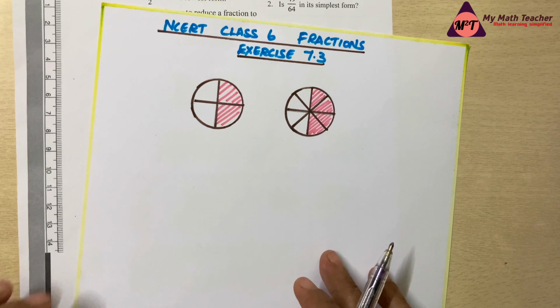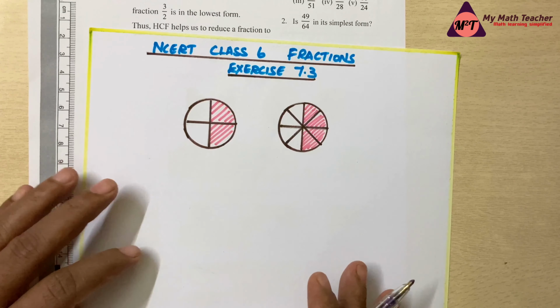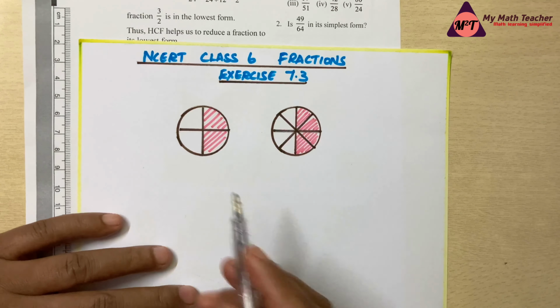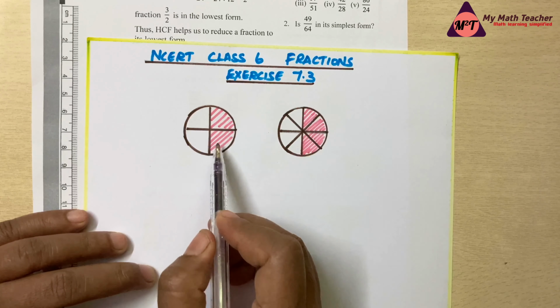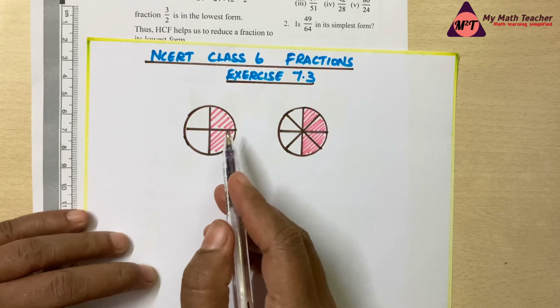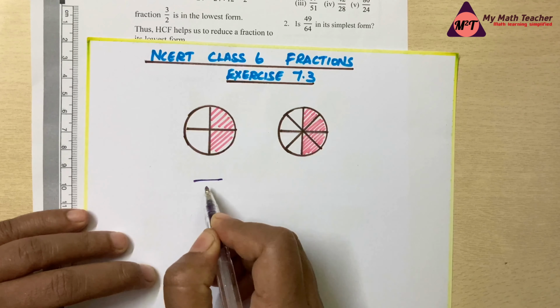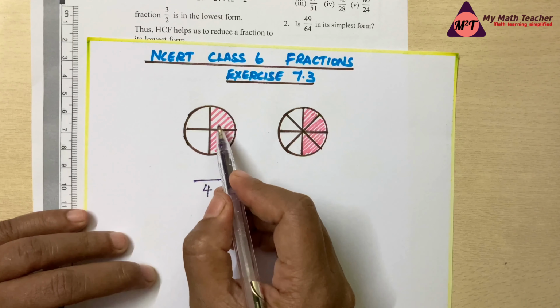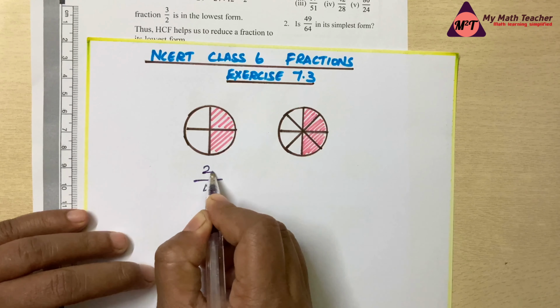Equivalent fractions are the fractions with different numerators and denominators that represent the same value. I'll explain with this example. This whole part is divided into 4 equal parts, out of which 2 are shaded. Now let us write the fraction for this. Total number of parts, they are 4 here, out of which shaded is 2. The shaded number is represented in the numerator.